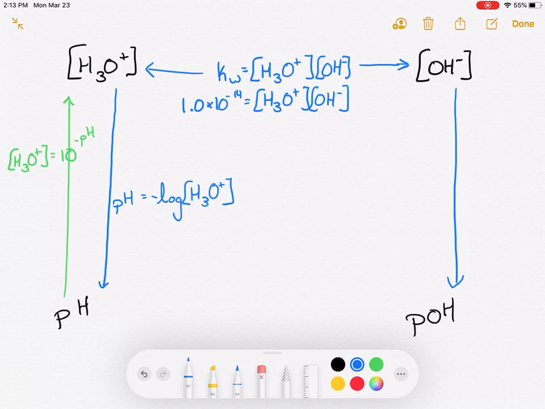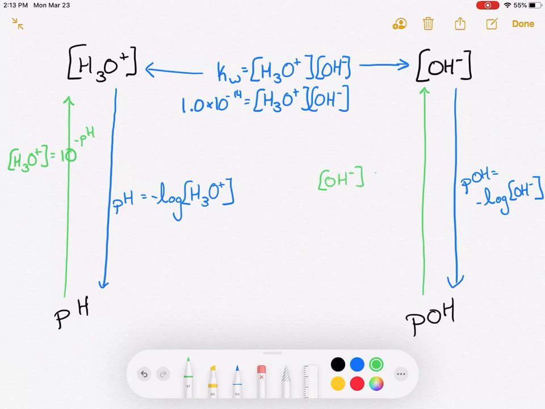Similarly, over here, if I'm going down from concentration, I have the concentration of OH minus and I want to find my pOH, I can do the equation pOH equals negative log of the concentration of OH minus, our hydroxide ion. All right, and then going the other way, going from pOH to a concentration, we know that the concentration of OH minus is equal to 10 raised to the negative pOH.